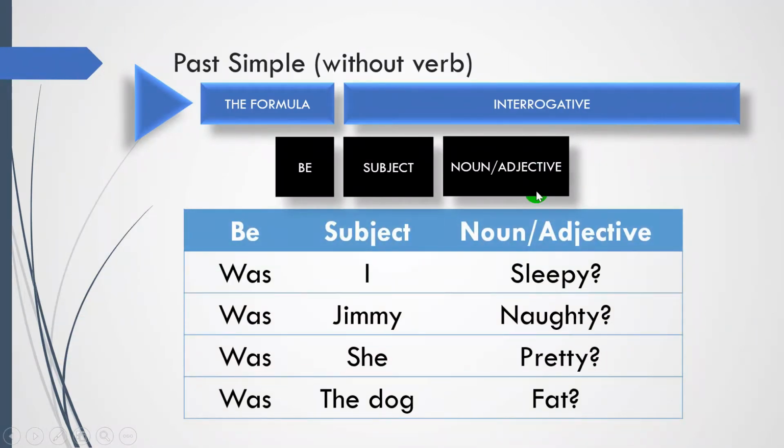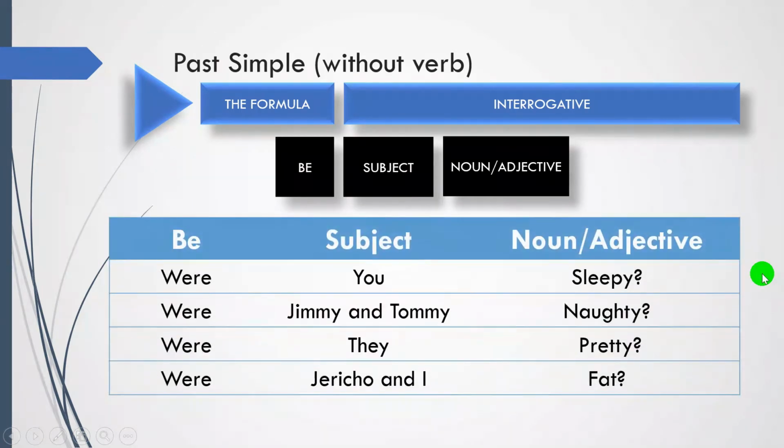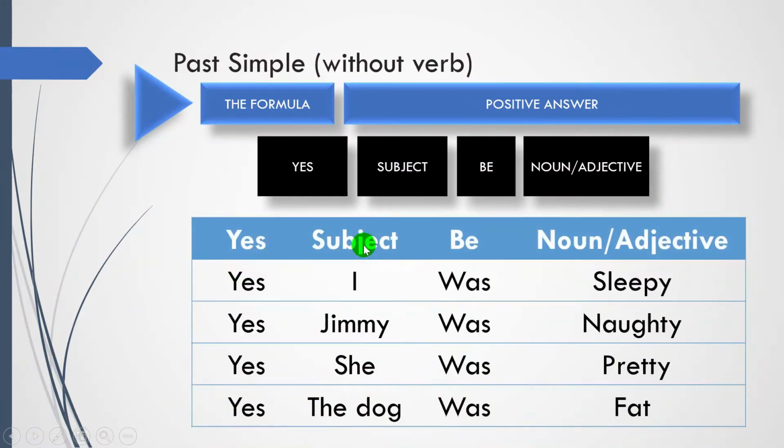For the interrogative, be you have to put at the beginning of the sentence, and then followed by the subject and followed by the adjective or noun here, as well as this one. Just remember that if you want to make it into the interrogative form, put the be at the beginning of the sentence. And then for the answer, yes, and then it is followed by the positive answer here, positive form.